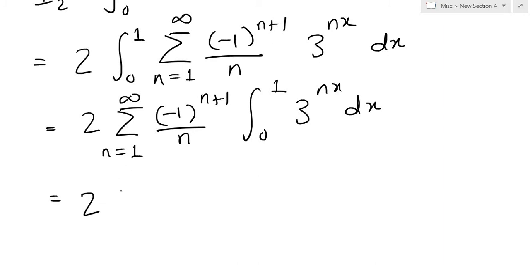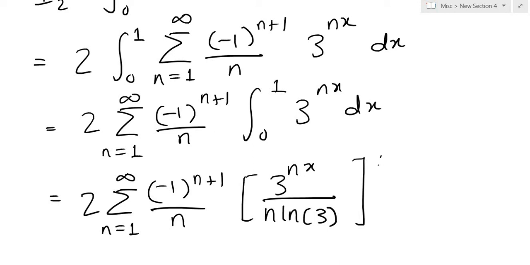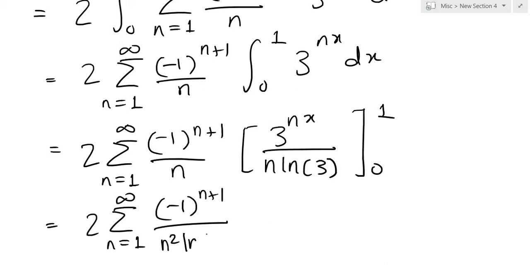Integrating this is pretty simple. So, the sum from n equals 1 to infinity of (-1)^(n+1) over n. The integral of this is just 3^(nx) divided by n times the natural log of 3, as before, evaluated at 1 and evaluated at 0. So, let's simplify this a bit. Sum from n equals 1 to infinity of (-1)^(n+1) divided by n squared times the natural log of 3. When x is 1, we have 3 raised to the nth power, and when x is 0, we have 3 raised to 0, which is nothing but 1.